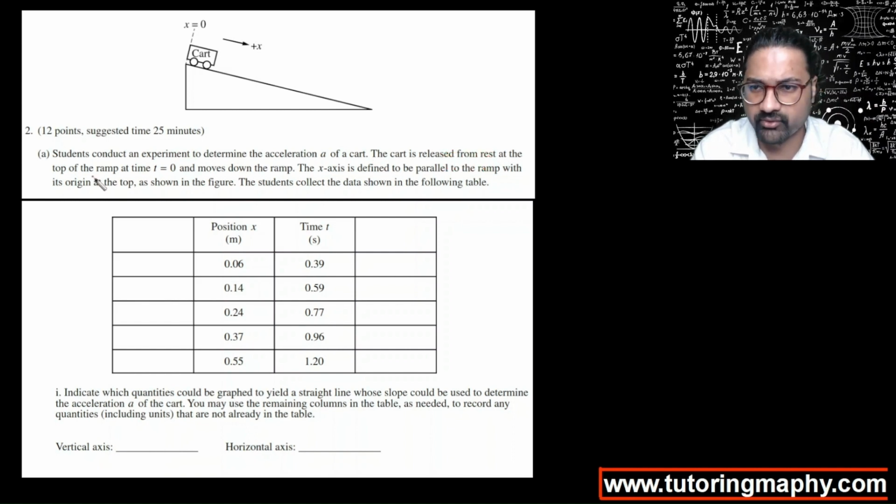The cart is released from rest at the top of the ramp at t equal to 0 and moves down the ramp. The x-axis is defined to be parallel to the ramp with its origin at the top. So this is where the origin is, and this is where the plus x-axis is to be considered. And students collect the following data as shown. So they collect the position of the cart versus the timestamp at that particular position.